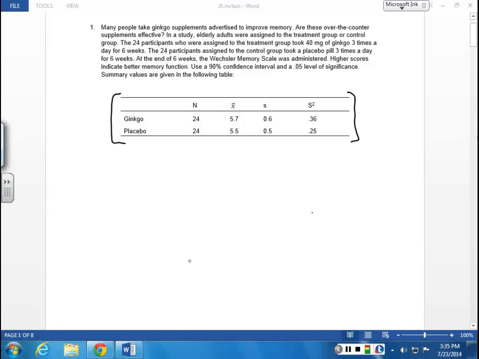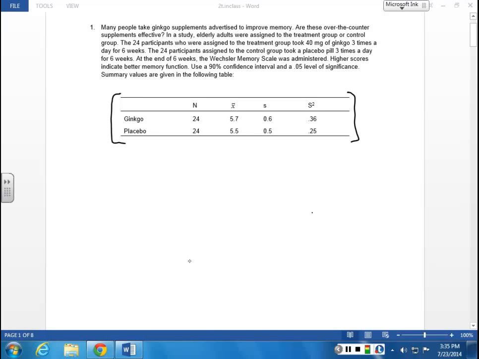Okay, in this problem, we have people taking or not taking ginkgo supplements, which are advertised to improve memory. We have two separate groups, ginkgo and a placebo. What I would recommend in these, and we're talking about means, is that anytime you work a problem on these, this be the first thing you do, that you make a table similar to what I have here.